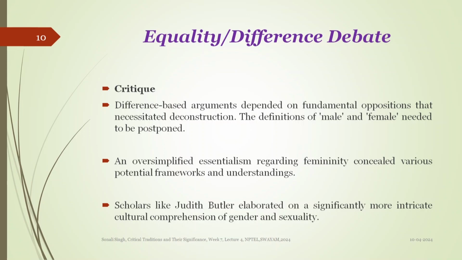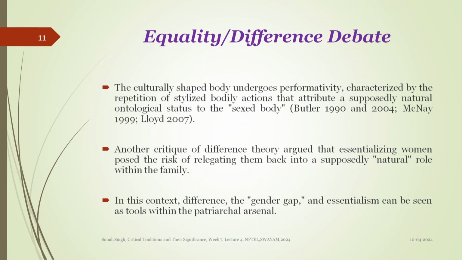Scholars like Judith Butler elaborated on a significantly more intricate cultural comprehension of gender and sexuality. So, this is another shade where, to understand gender and sexuality, the cultural component has been brought into the picture by Judith Butler. Then the culturally shaped body undergoes the process of performativity, characterized by the repetition of stylized bodily action that attributes a supposedly natural ontological status to the sexed body.